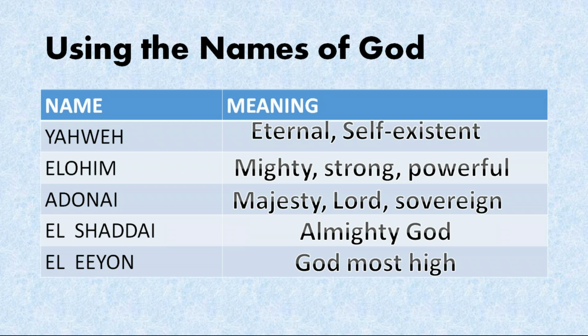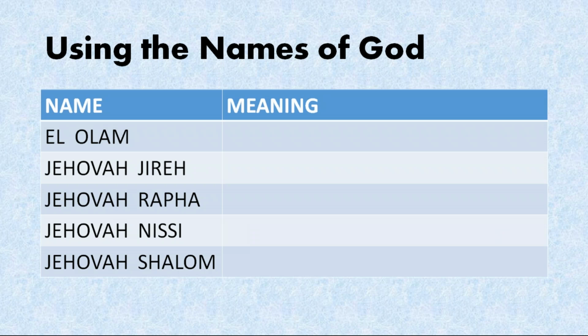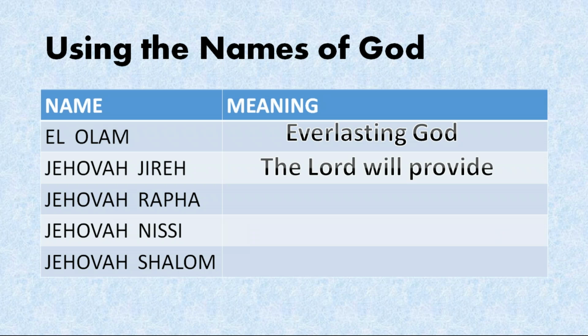Okay. And I can go back or I can send this to you. El Olam, that means everlasting God. Now, if you had a favorite name of God, mine would be the Jehovah compounds, because there are specific biblical references to them. For example, Jehovah Jireh. That simply means the Lord will provide. Now, when did God reveal this name, and to whom, and what were the circumstances?